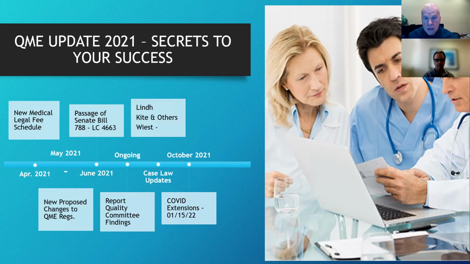And probably what's going to happen is the COVID extension through January 15th is probably going to coincide with the passage of the new QME regulations on or about 1/1/2022. So the Division of Workers' Compensation is kind of off the hook as to how to handle the COVID emergency regulations, because those are just going to blend in and probably will be perpetuated forever as they become adopted into the new QME regulations, okay?